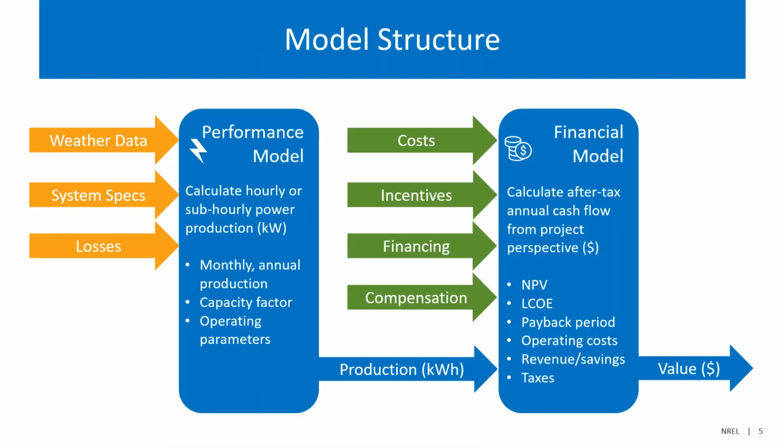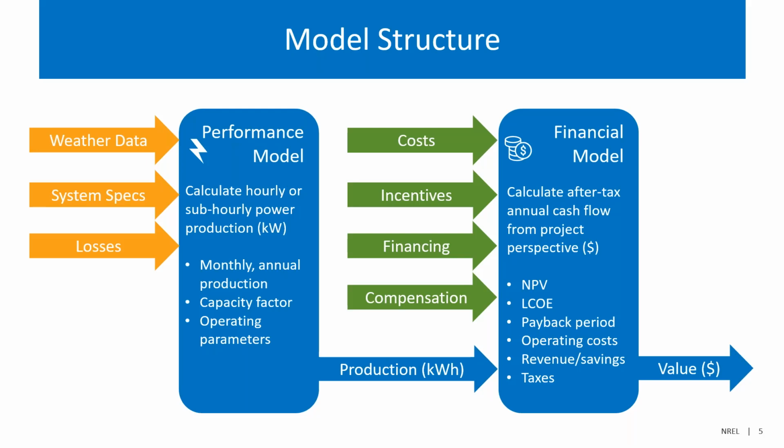A quick overview of how SAM works, basically. First, you start with your performance model. Today, we'll be focusing on geothermal power, particularly in the GETEM model, to calculate hourly, or in the GETEM model case, monthly power production values based on specifications for your geothermal power system and any losses that you might incur, to get monthly, annual, hourly energy outputs and important metrics such as the capacity factor.